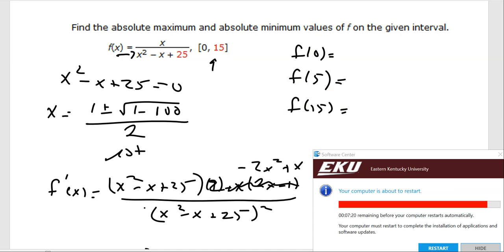So just typing that into my calculator, we're going to wind up with 0 there. 1/9 here, and then 4/15. 3/47 here. Okay, so this is my maximum, this is my absolute minimum.